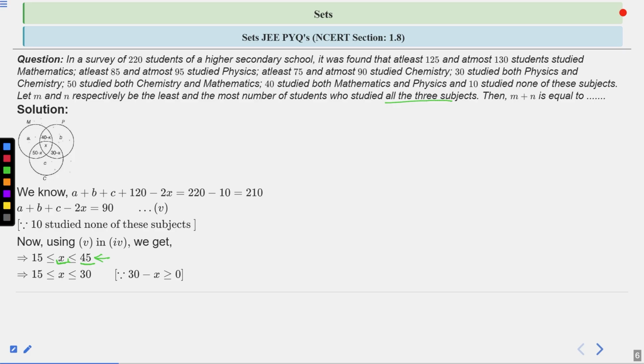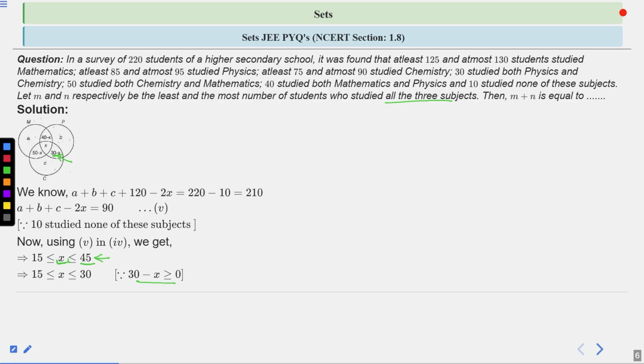And also, what does this 30 minus x represent? Students who have studied what? Physics and chemistry only. So in this we must have some number of students or 0 students. Yes, we can have 0 students, but we cannot have a negative number of students. So this 30 minus x must be greater than or equal to 0.